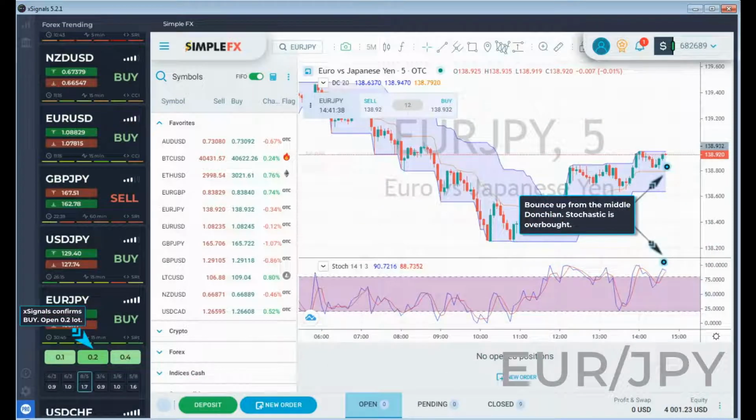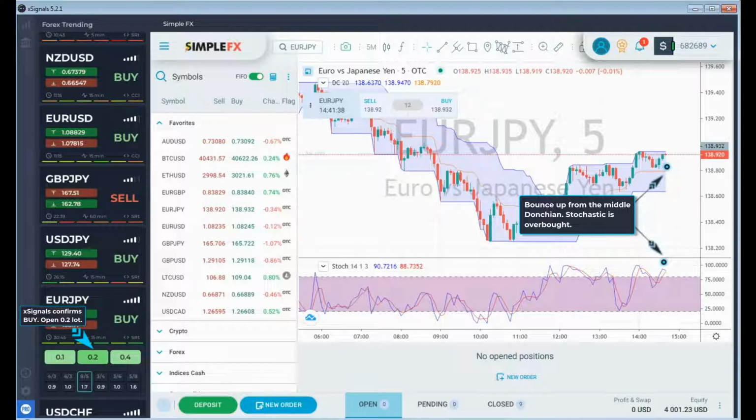The euro-yen cross pair, which often has strong impulses with good profits. Sideways channel between the upper border and the middle line of Donchian. Stochastic is overbought. There is confirmation on xSignals, but most of the profit factor shows an equal probability of breakout both up and down. More uptrend confirmations open a buy with a profit of more than 1.